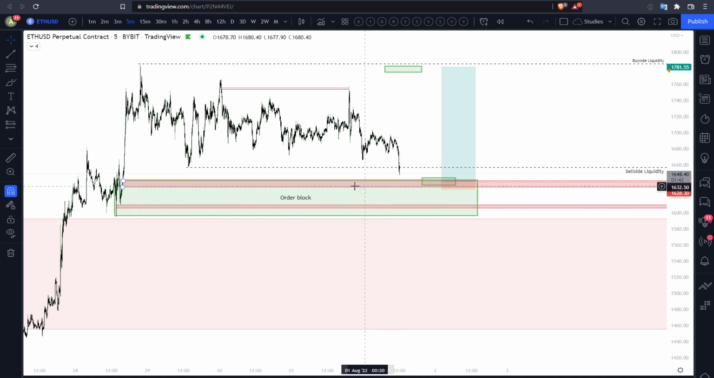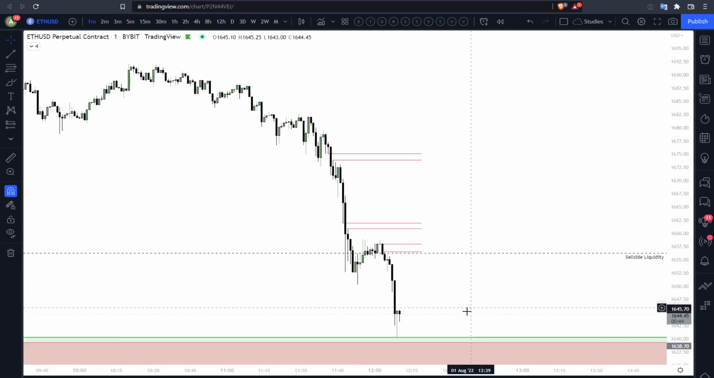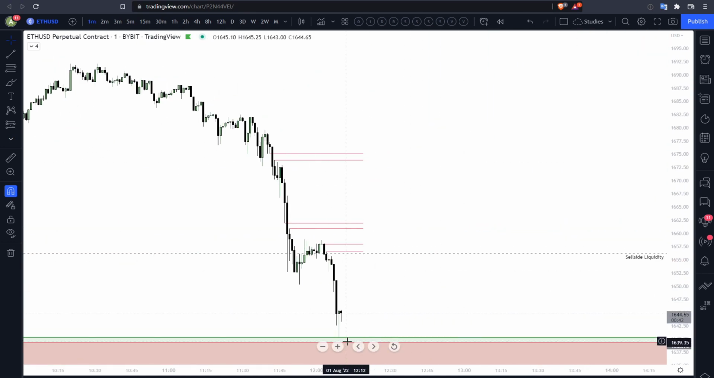Okay, our next target for a reversal is the gap here, a 1 minute time frame gap, this red line. Okay, so far it looks like we're bouncing from the order block exactly to the cent. Let's see if we are creating a local high here, then a local low, and a higher high.